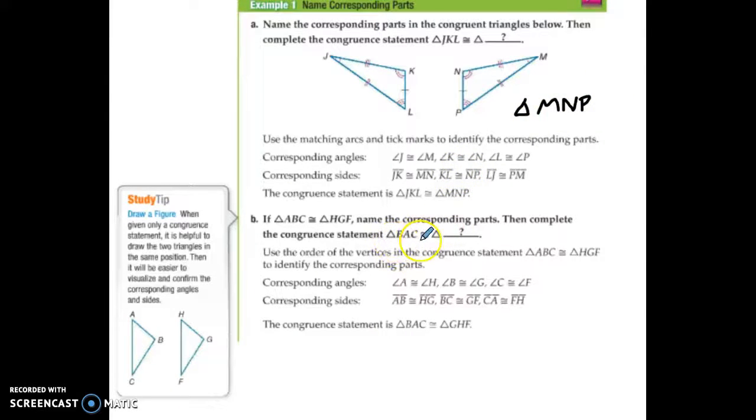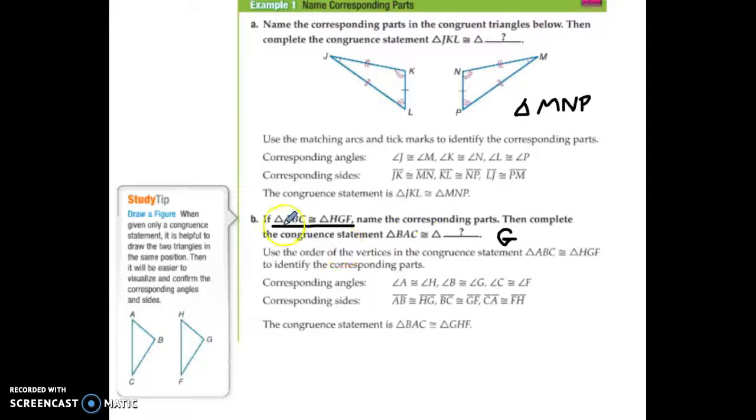Same thing down here, BAC. All they did was they told us that this triangle was congruent to this triangle. And now they switch up the letters on us, which is fine. Okay. Here they had ABC is congruent to triangle HGF. Well, that tells me A is congruent to H, B to G, C to F. Those correspond. But now they put B first. So what letter is going to go first now? Well, B matched up with G, so G goes first.